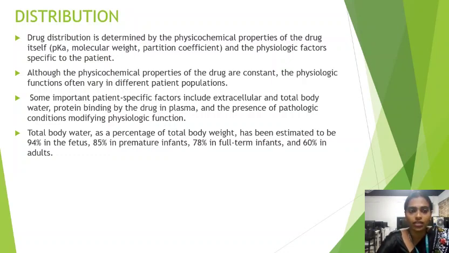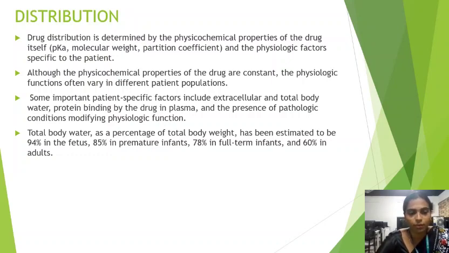The next point is that although the physiochemical properties of the drug are constant, physiologic functions often may differ in different patient populations. The physiochemical properties can be the same because it is the partition coefficient, pKa, and all those things. But physiological functions may vary across races, like Caribbean, Caucasian, African, Indian, American, Afro-American, in every patient, Philippines, whoever they are, and may change the patient's physiological function.